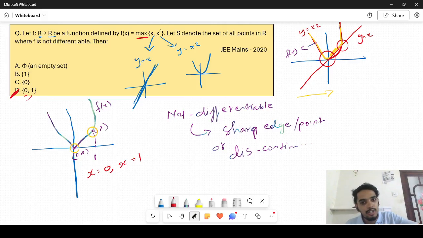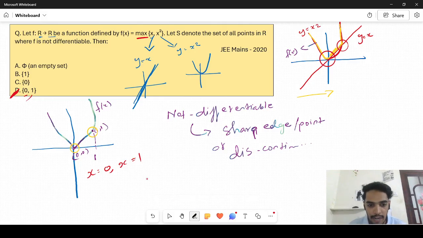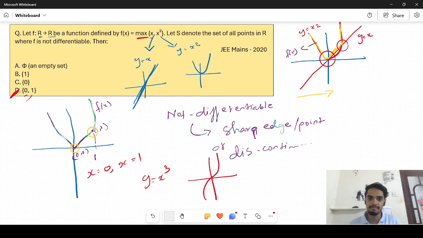The question became simple because we solved it graphically. So you have to know the graphical representation of y is equal to x, and of y is equal to x square. Let me ask you one more question. What is the graphical representation of y is equal to x cube? You all know that, right? It will be just like this, a tan theta graph, right? So you have to know the generalized graphs.